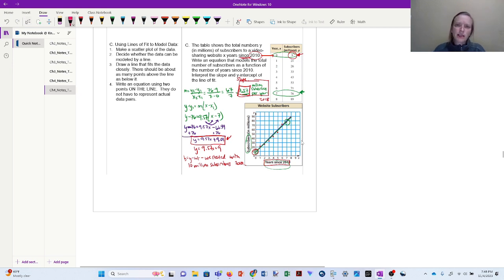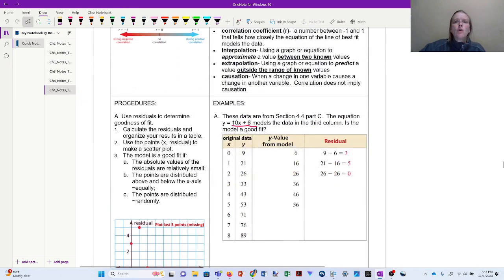The residuals look at how far our points are above the line of fit or how far our points are below the line of fit. So what we need to do first is calculate our y value from the model. We're plugging x values into the equation that we came up with. Here our x value is 0, so we do 10 times 0 plus 6, and that equals 6. And we continue the pattern going down the list, getting our various y values.